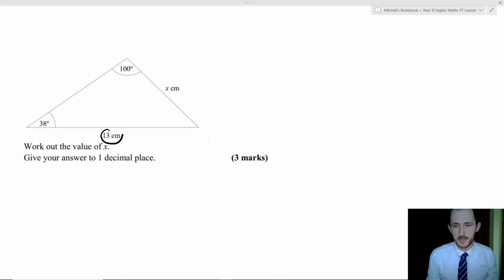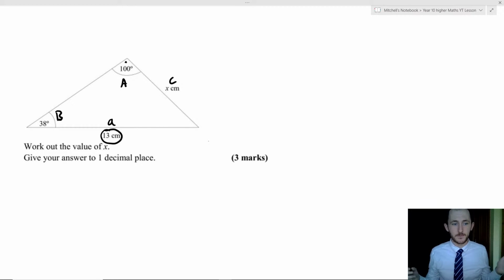I have 13 and 100. They're opposite each other, so I have a pair. So why don't I label this angle A and this side A? I have another angle, so let's label that B. Again, it doesn't matter if it's B or C. You could label it C if you want to. And the side opposite is X.